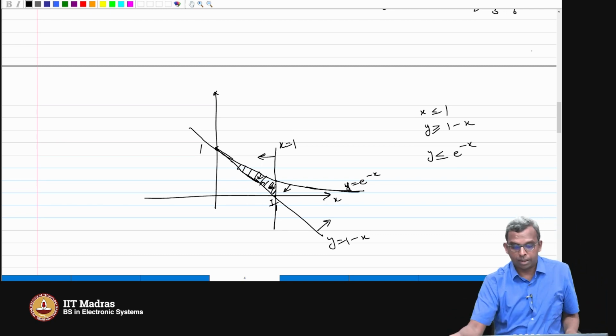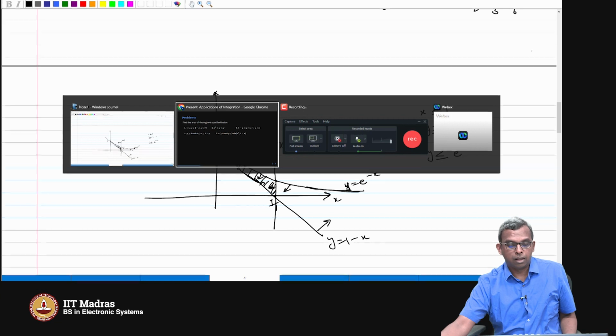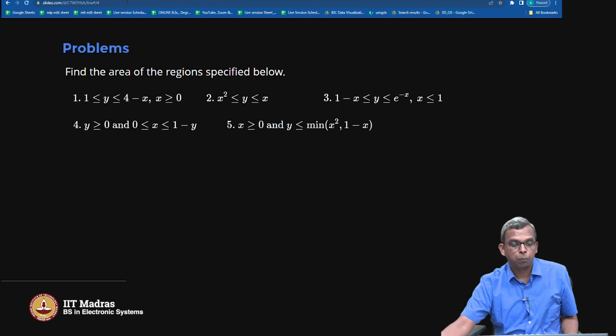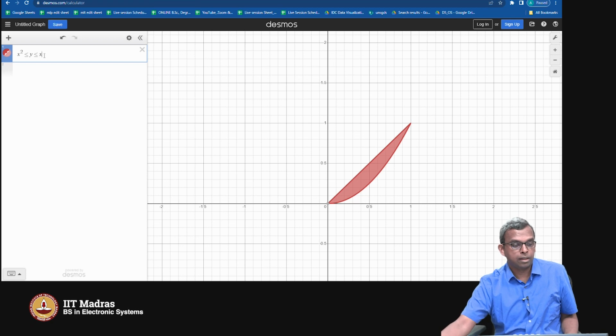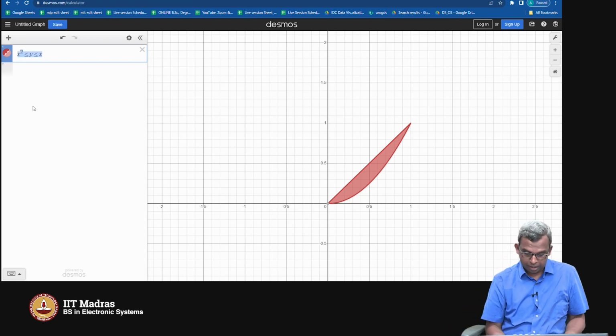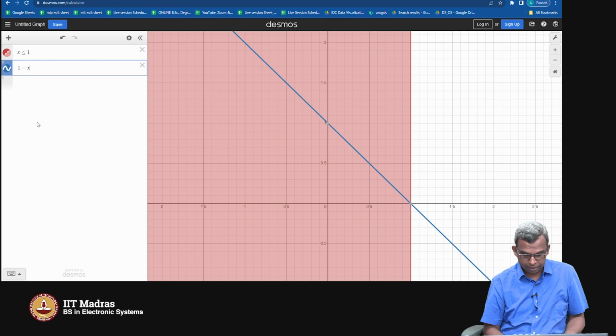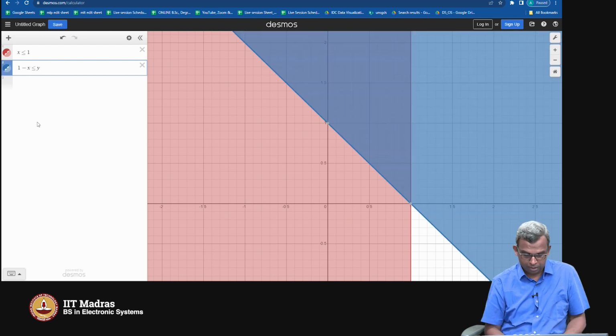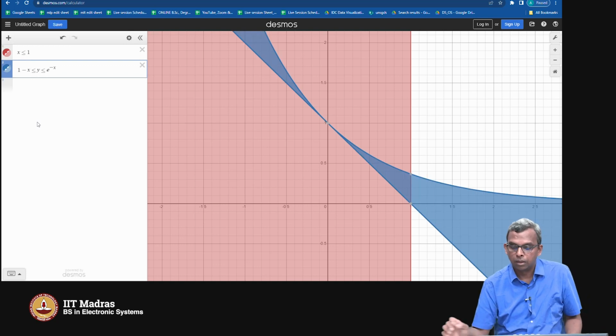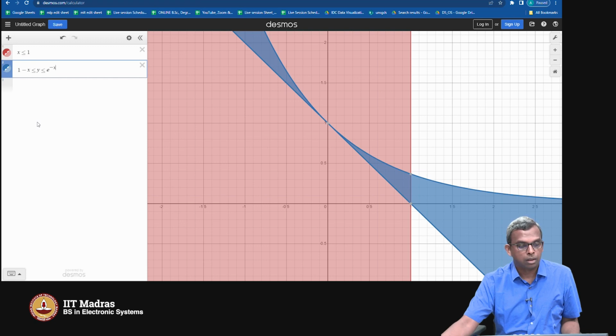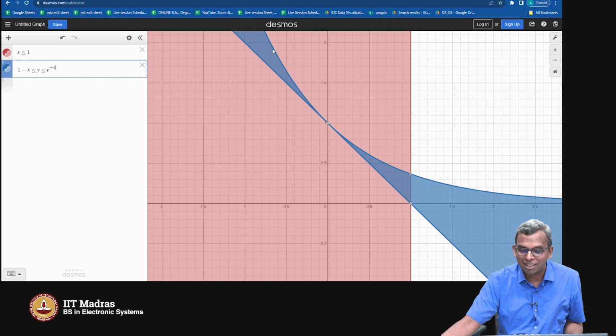Okay. Let us do a quick Desmos check. Quick check on Desmos. I can go here. I don't want this region. I want x less than or equal to 1, and then I also want this other constraint, 1 minus x less than or equal to y less than or equal to e power minus x. Okay. Oh, okay. So, maybe I should do this here. Okay, so looks like I have other regions here. That's not very nice. Will this work?